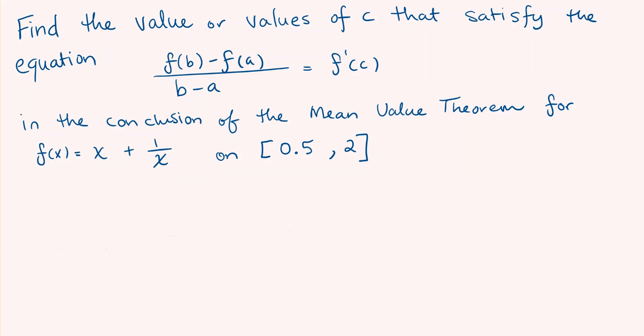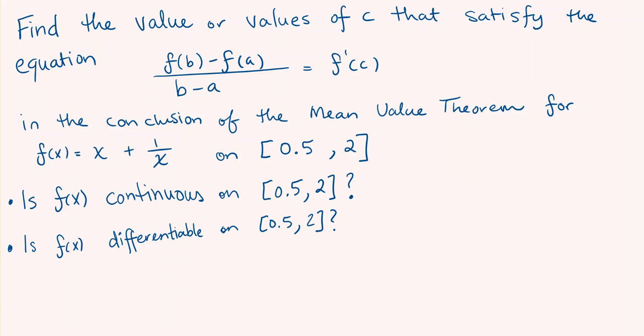Now, if we want to show that the mean value theorem would hold for this function over this interval, remember we first have to check two preconditions. So we'd want to think through: is the function continuous on the closed interval? And is it differentiable on the open interval? Okay, so is it continuous? Looking at the function, we see the only problem for continuity would be when the denominator equals zero, which would be at 0. But notice 0 is outside of our interval. So on this interval, the function is continuous.